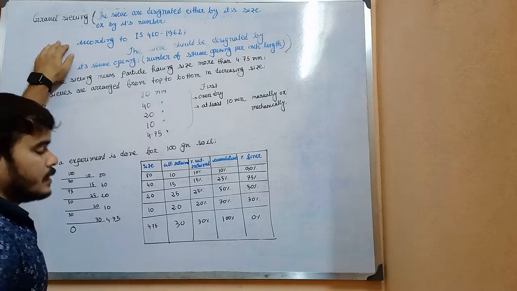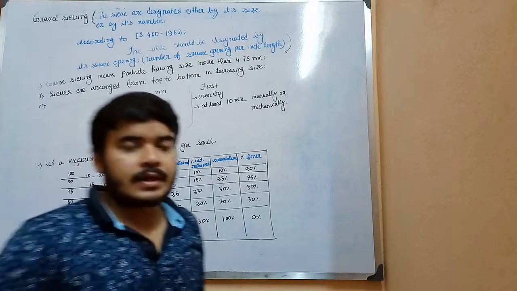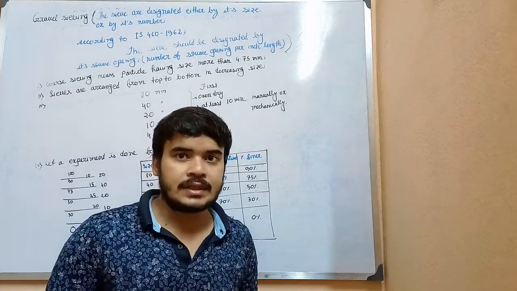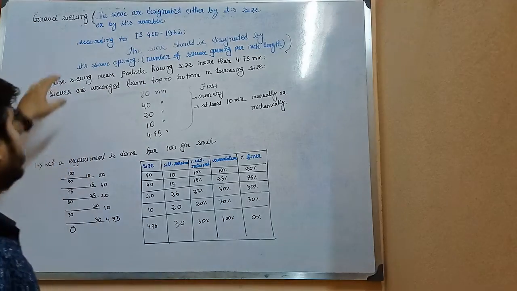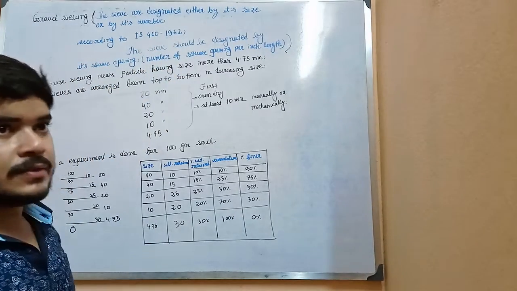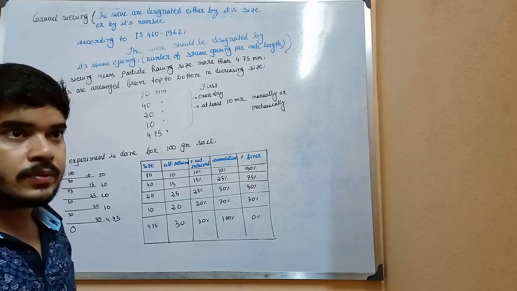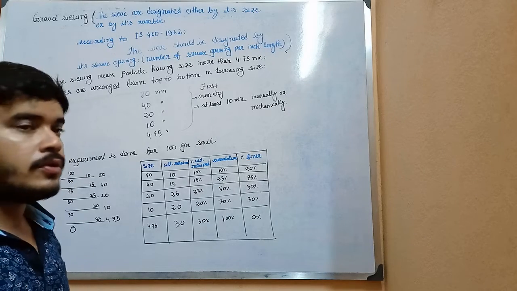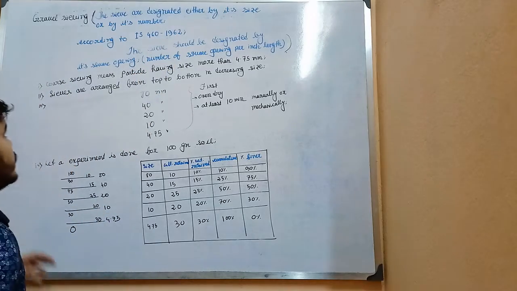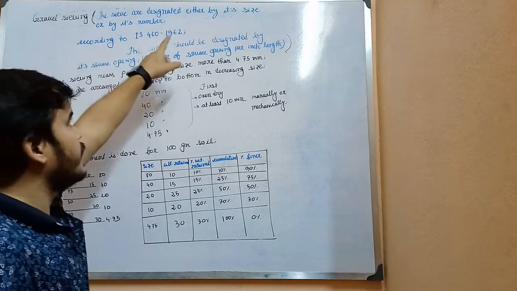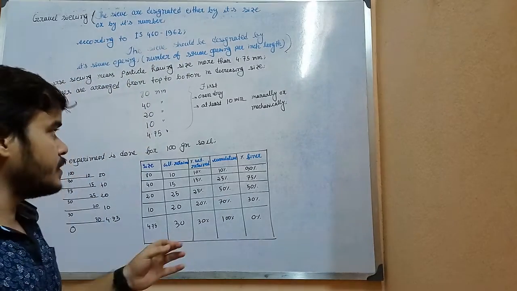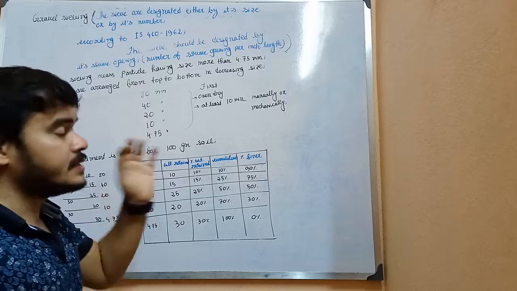Now gravel sieving. As the term sieve is coming again and again, first you have to learn what our IS code has said about sieving. For sieve analysis, for different types of sieves, we have to go through IS 460:1962. The sieves are designated either by their size or by their number.